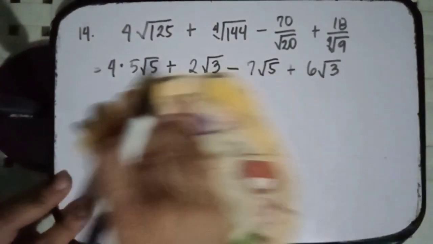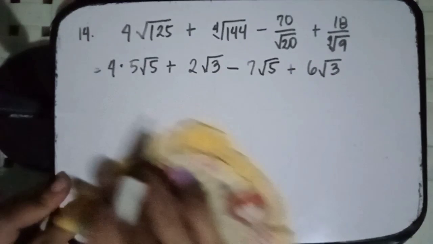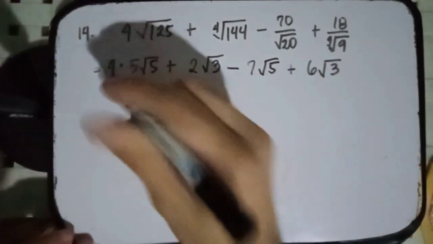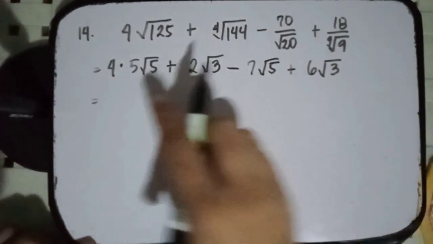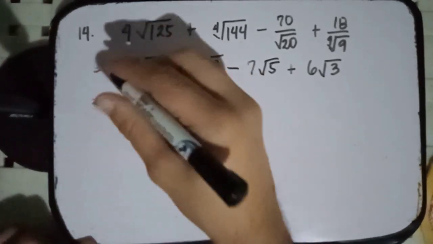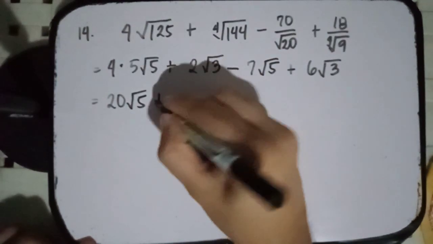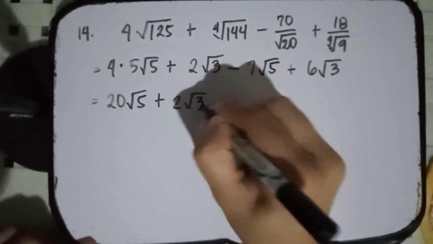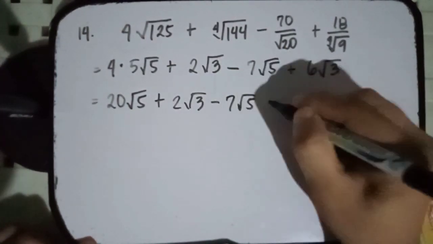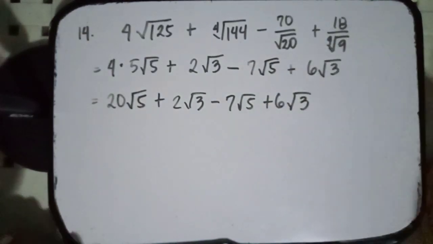Okay? So ayan. And then saka tayo mag-proceed further sa ating solution. So 4 times 5 muna tayo. 4 times 5 equals 20 square root of 5 plus 2 times the square root of 3 minus 7 square root of 5 plus 6 square root of 3.